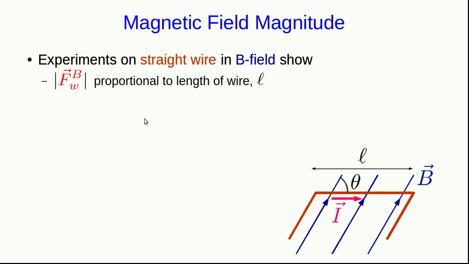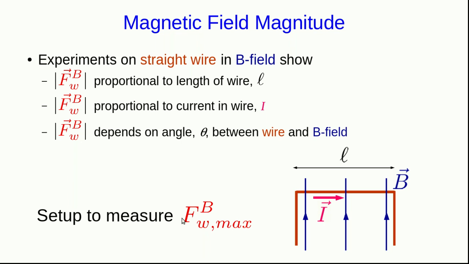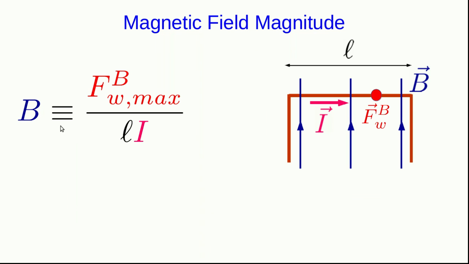And experiment shows that that force would be proportional to the length of this wire segment and also to the amount of current running through it. And we've already seen that that force depends on the angle theta between the wire and the magnetic field, with the maximum occurring when they're perpendicular. And so to keep our definition simple, we're going to work with the maximum possible force, which is when the wire is perpendicular to the B field. At that point, we can define our magnetic field strength as the force on the wire divided by the length and the current in the wire.